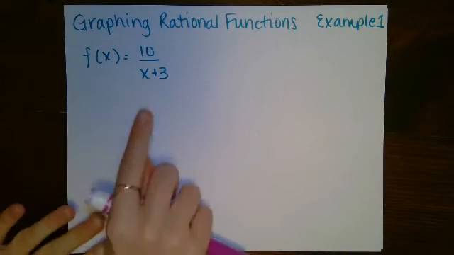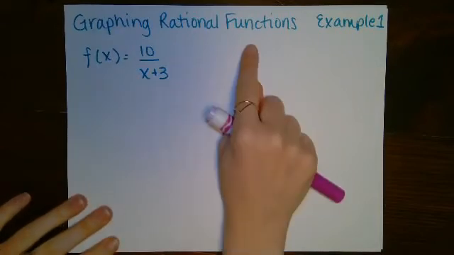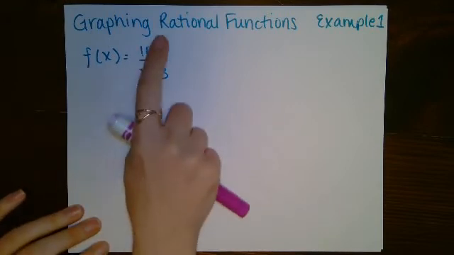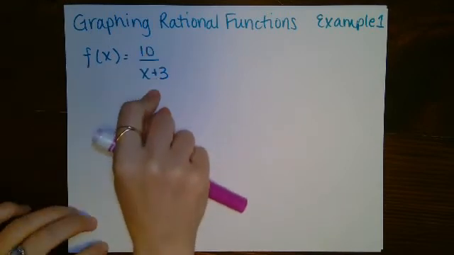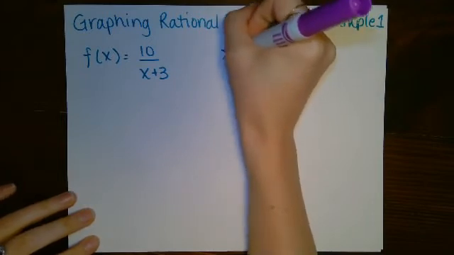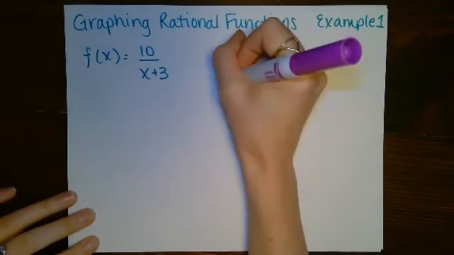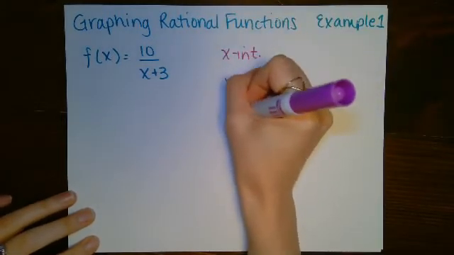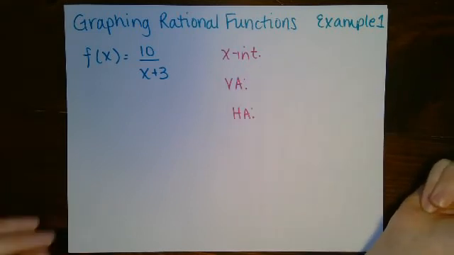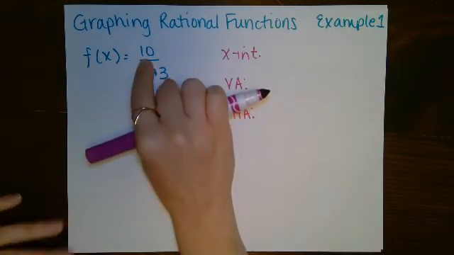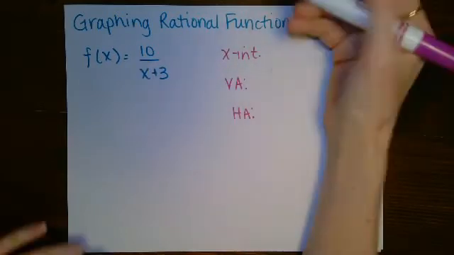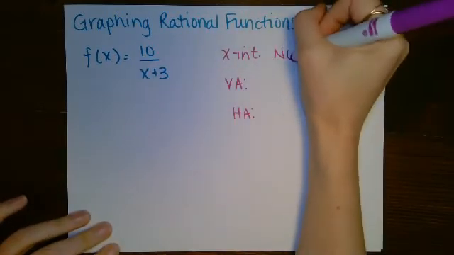All right, today we're going to do our first example of graphing rational functions. So we're going to start with f of x equals 10 over x plus 3. Just like we've been practicing, we're going to look for the x-intercepts, the vertical asymptote, and the horizontal asymptote or slant asymptote. In this case, since the numerator is 10, there's no way for the numerator to ever equal 0, so there's going to be no x-intercepts.